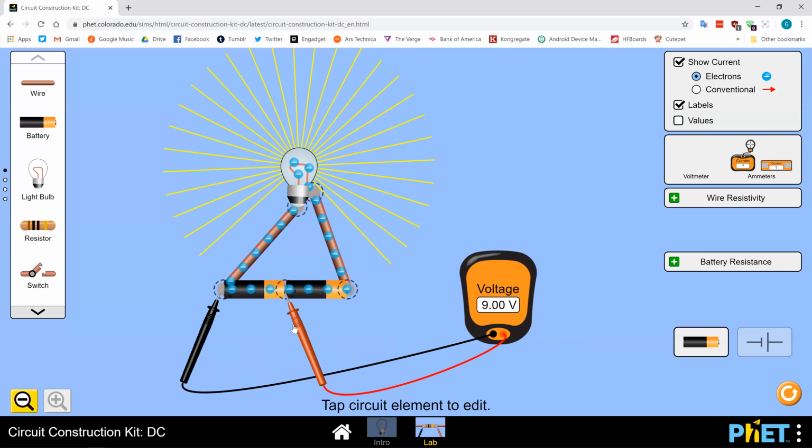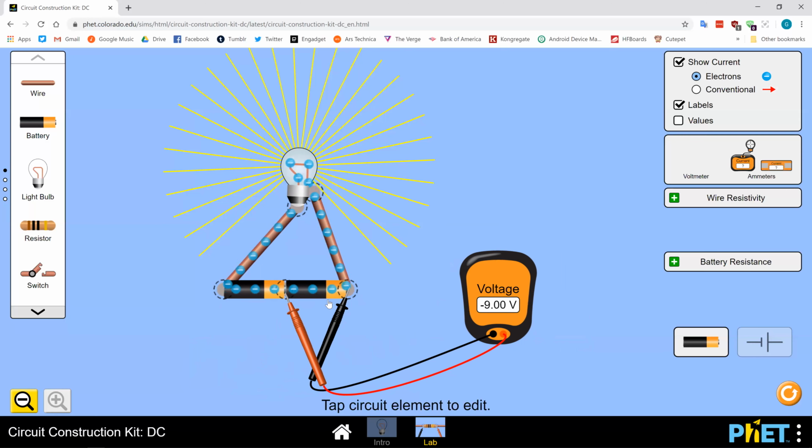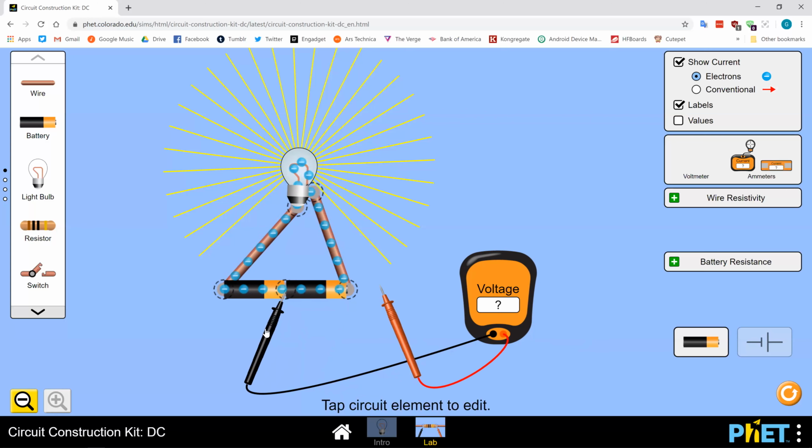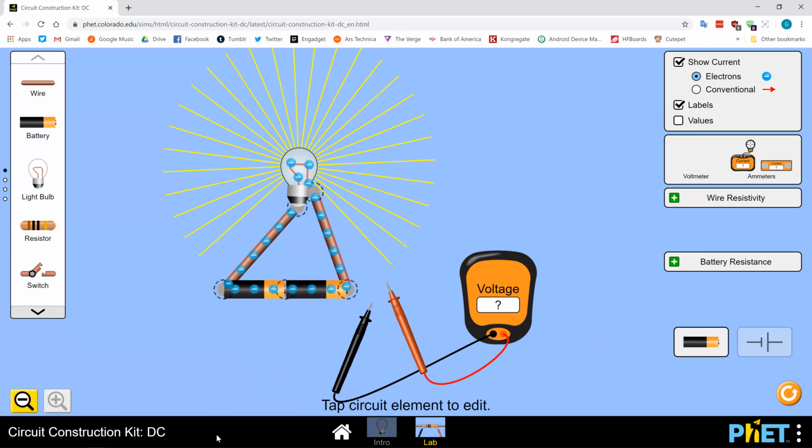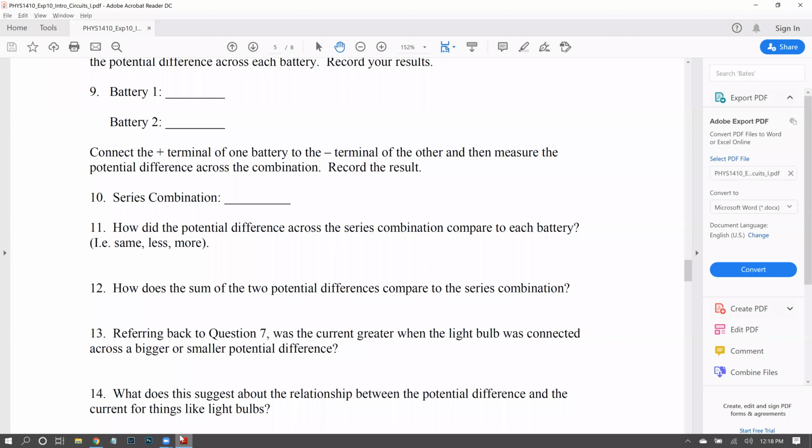But if I connected it the other way around, I get minus 9 volts. All that means is that the voltage is reversed from what the voltmeter is expecting to see. So even if you see -9 when you do this, just record 9, or whatever your voltage happens to be. So each battery measured 9 volts.